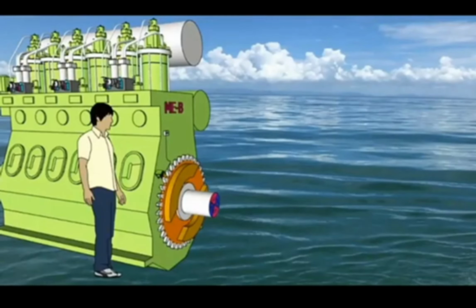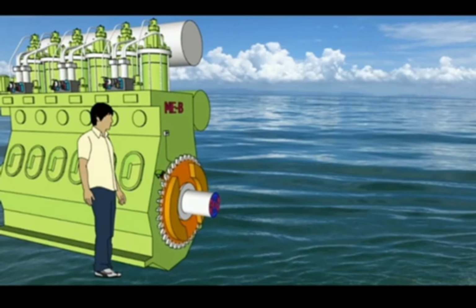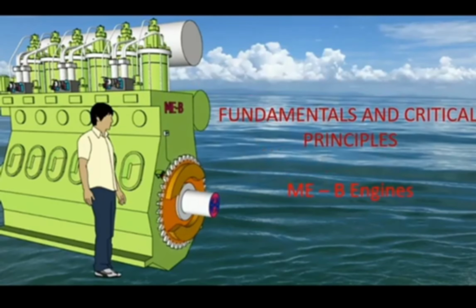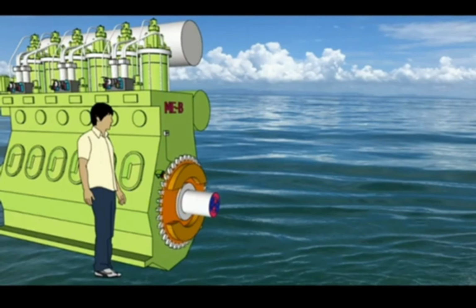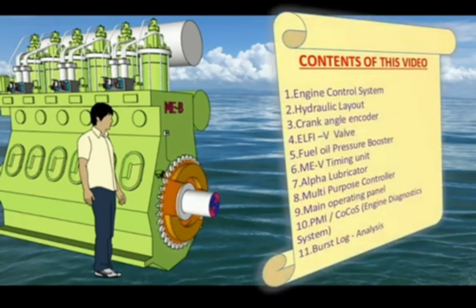Welcome to GK's Tech Solution. In this video I am going to discuss the electronically controlled marine engine, the MEB 9.3 model. This is also called the .3 engine, a developed version of the MEB engines, and it is similar to the MEC engine except the exhaust valve is controlled by camshaft with the timing unit. This is the content of this video. These chapters we are going to discuss in detail one by one.